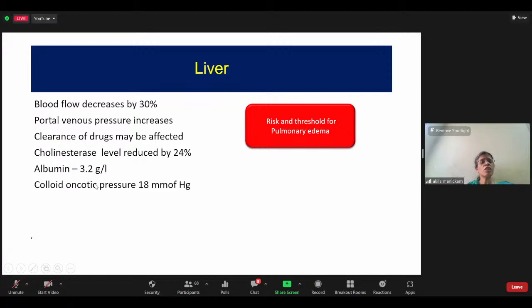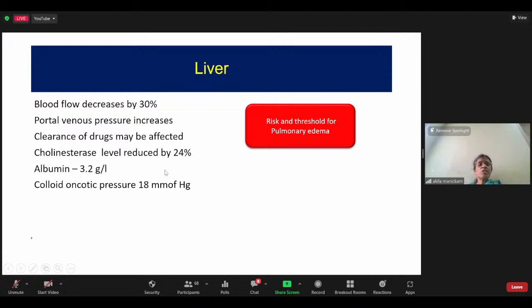And because of which the colloid oncotic pressure decreases to 18 millimeters of mercury. So these patients are more prone to pulmonary edema. One, there is an increased plasma volume, so the hydrostatic pressure is more. Second, the colloid oncotic pressure is less. And there can be leaky capillaries in addition if they are having PIH and all those things. And judicious administration of fluids along with syntocin can result in capillary escape and some amount of pulmonary edema.